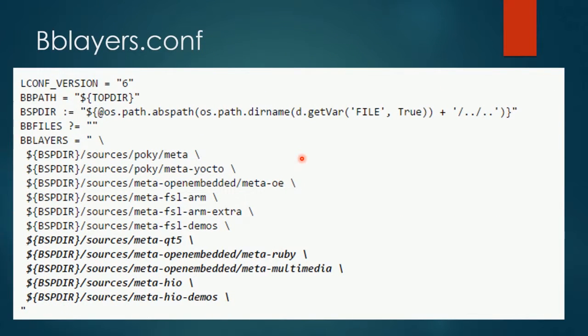BB layer tells BitBake where to locate the recipe of the application. For example, if we want to locate a Qt file recipe, we need to go to the Hio Yocto BSP, go to sources, and then we can see the metadata of the Qt file.